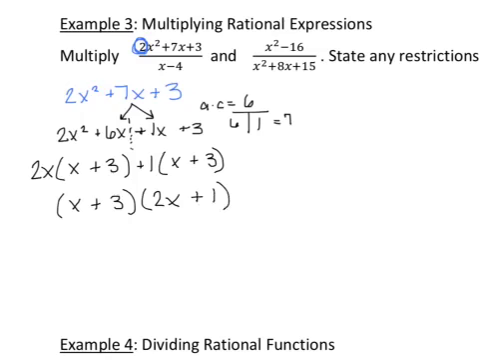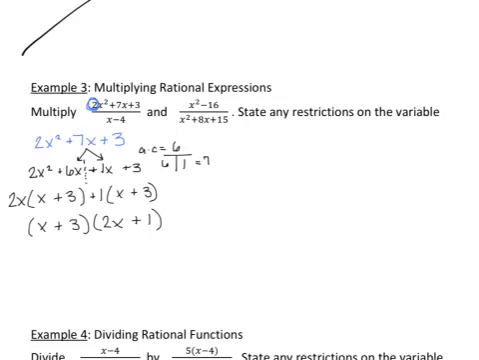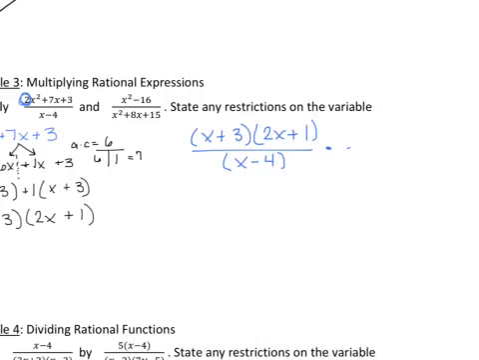All right. So now we can go back and work on everything else. So we have x plus 3, 2x plus 1, and that one's over x minus 4, times, how can we factor this one? We need 4 and negative 4, because I have to multiply to get negative 16 and to get 0. So we get x plus 4 and x minus 4.